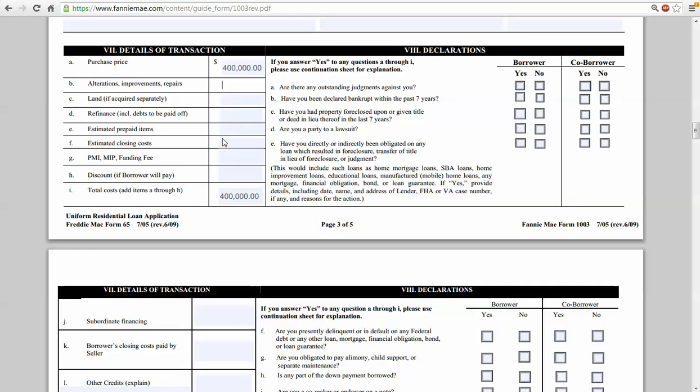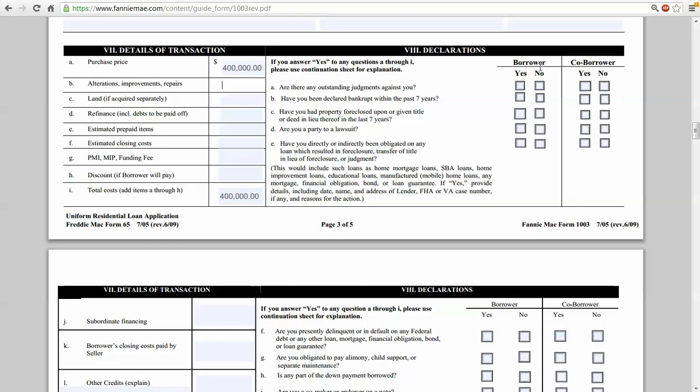A lot of this will be given to you in what's called a good faith estimate, and I'll be doing a subsequent video on that as well. So for the time being, you can just put in the purchase price and leave the rest, and your loan originator will help walk you through that, and you'll fill that in after the fact.